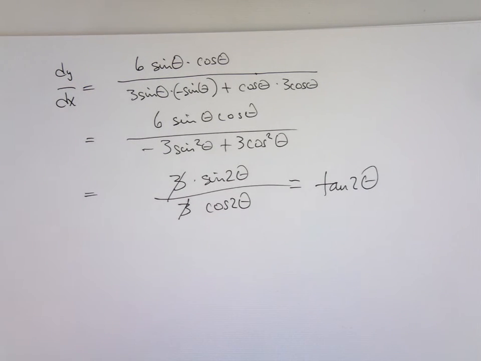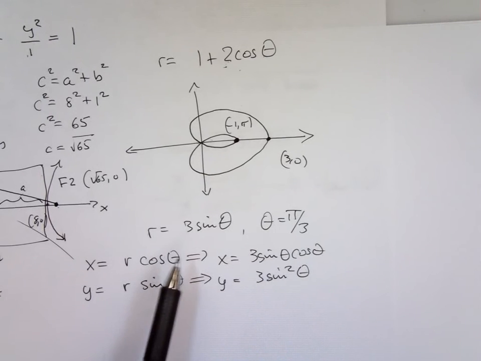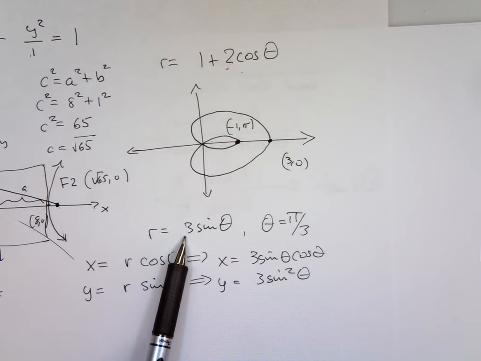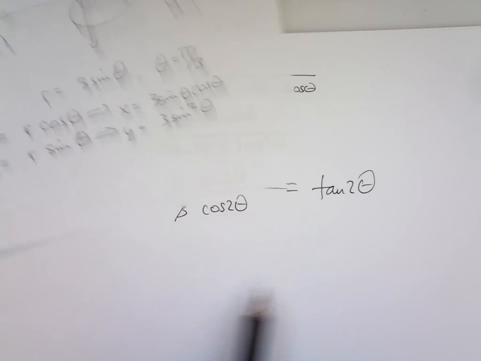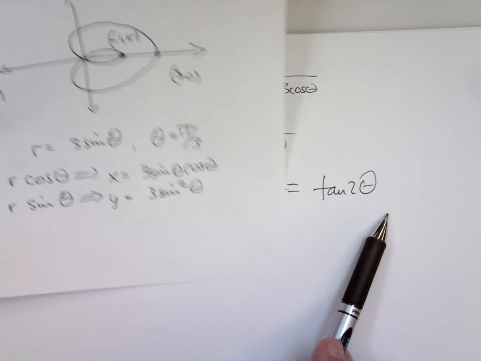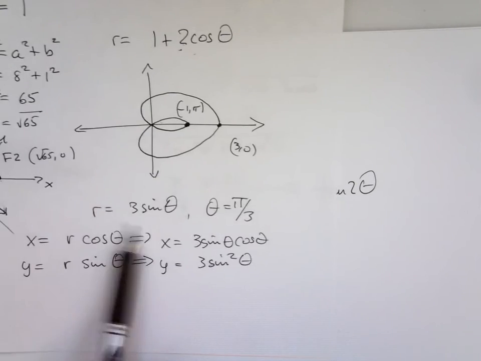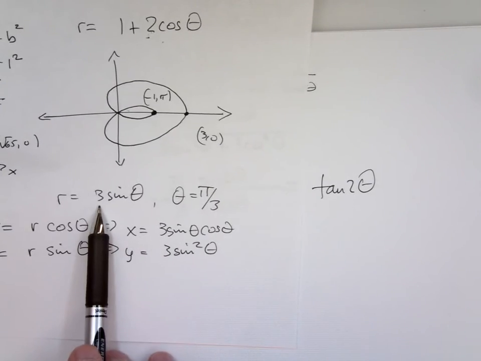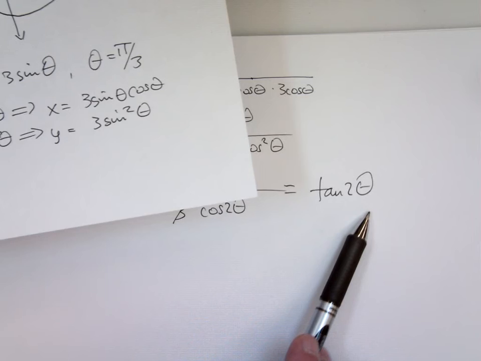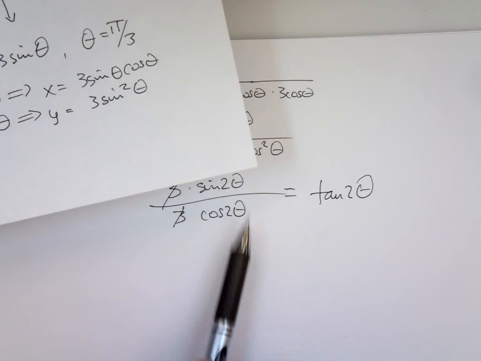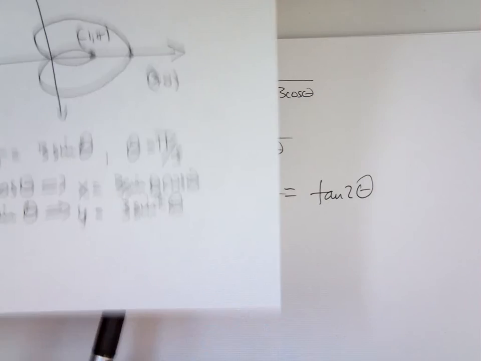Now, it seems to me that you could have done that if you start with any constant here, sine theta, because we did r equals sine theta, and I'm pretty sure we found it to be tangent 2 theta there too. And 3 sine theta gives us the same. I think if you start with any constant in front here, your derivative will always be tangent 2 theta, because these would just cancel out, and you end up with this anyways. I think that's always going to be the case.